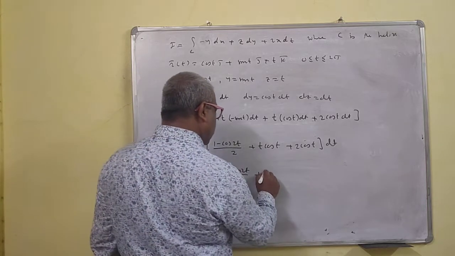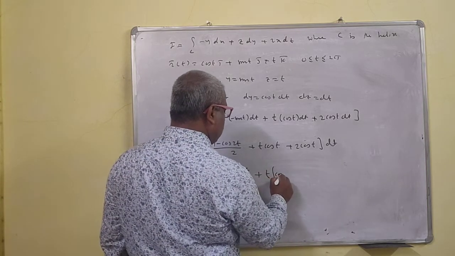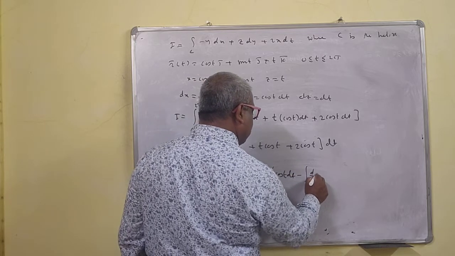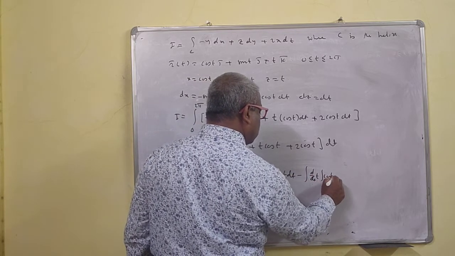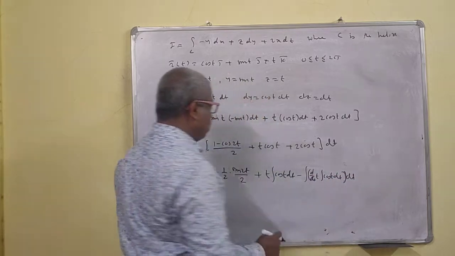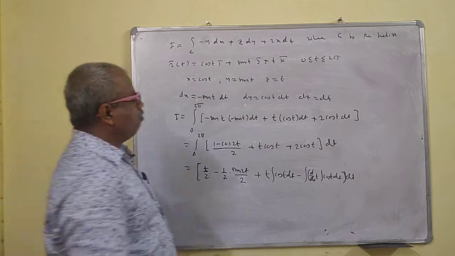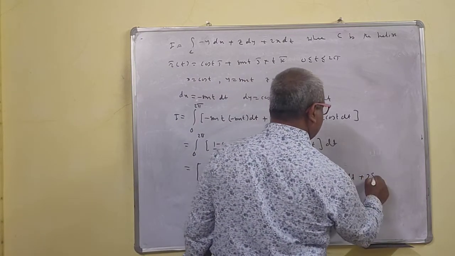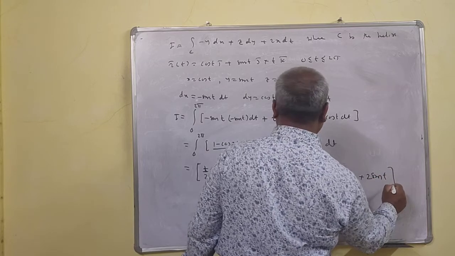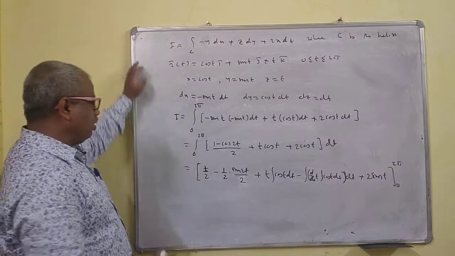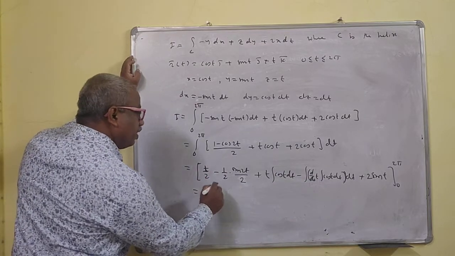So t will be outside. Integration of this what? Cos of t dt minus d by dt of t, integration of cos t dt, and again you have to integrate this with respect to t. Okay, so this is the by parts we have used here. Plus 2 sin t, and your limit is what? 0 to 2 pi. Okay, so first we will find this and then we will put the limit.